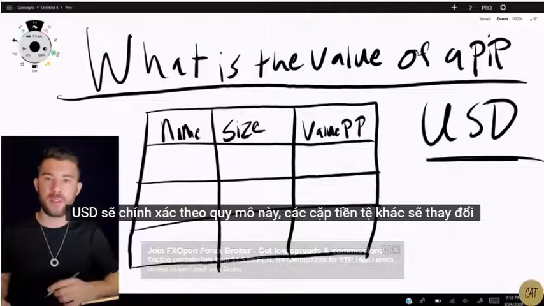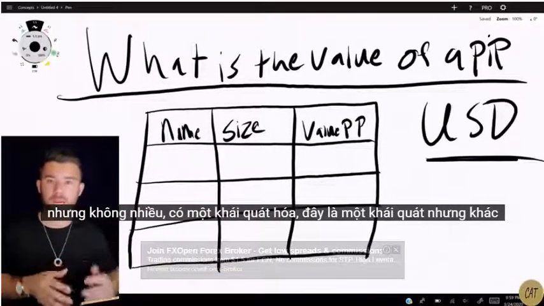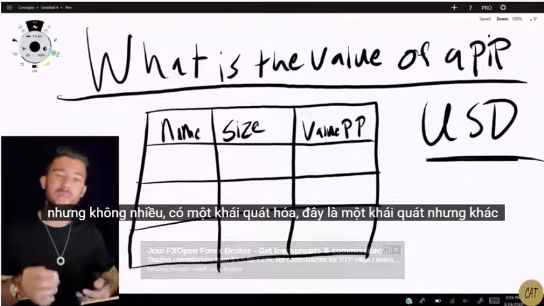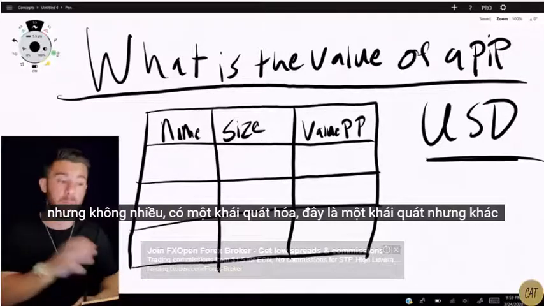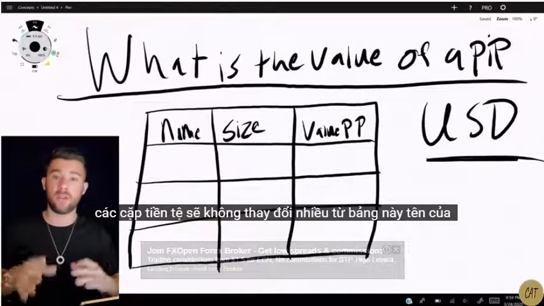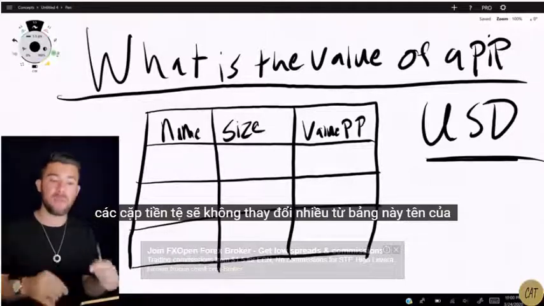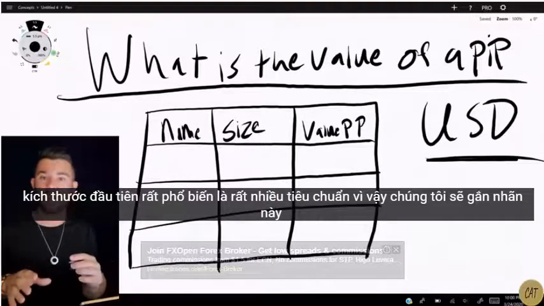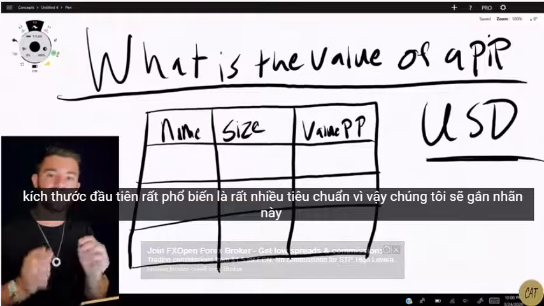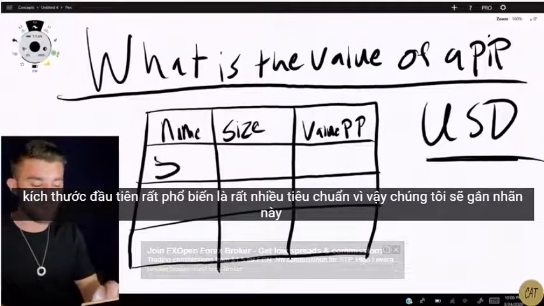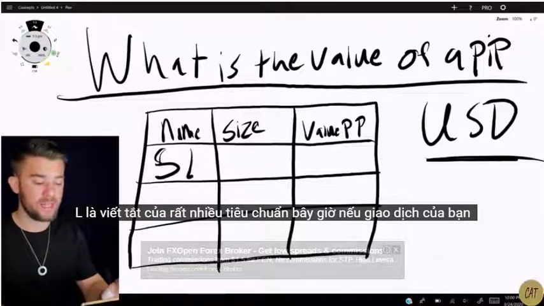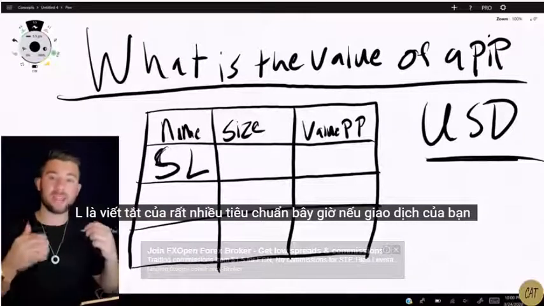Other currency pairs are going to vary, but not by much. This is a generalization, but other currency pairs are not going to vary that much from this table. The name of the first size that is very common is a standard lot. So we're going to label this SL. That stands for a standard lot.